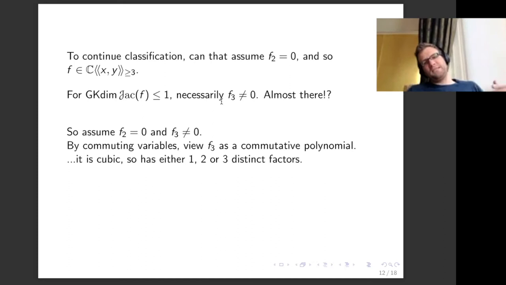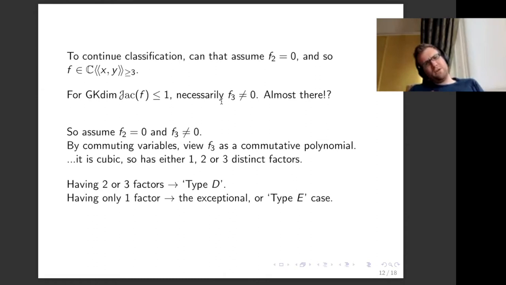What's going to be the case, and I'll talk about it later, is that most of the time you'd expect three roots, and that's going to be the generic type D behavior. Sometimes you're going to have two roots, which is still going to be type D. And if you're extremely unlucky, then you're going to be in the exceptional, or type E, case. Myself and Gavin have solved exactly the two or three factors case, so we can classify in this situation. We've got some results in the other ones, but this is how it's looking.